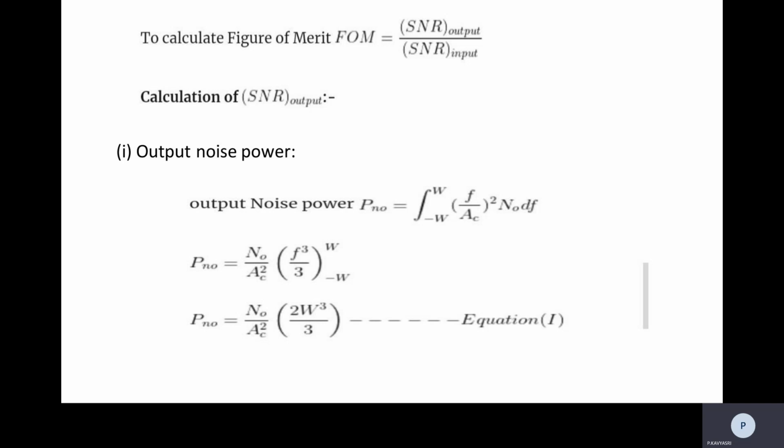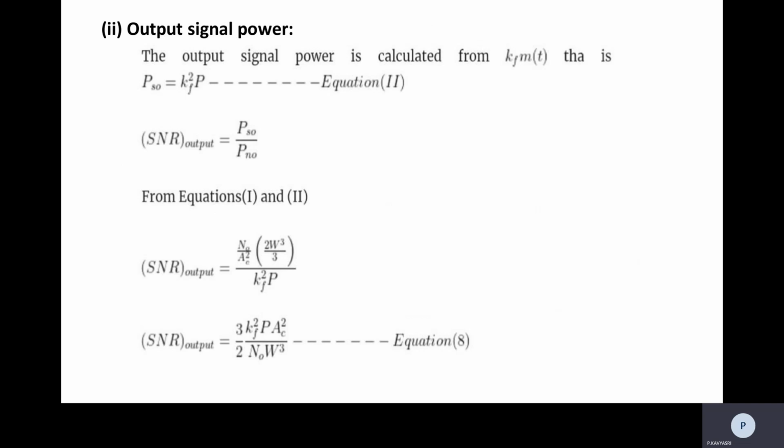First, output noise power P N naught is equal to the integral from minus W to W of f squared by A_C squared into N naught into df. So we can write it as P N naught is equal to N naught by A_C squared into f cubed by 3, from minus W to W. Those are the limits. What happens next? N naught by A_C squared into 2W cubed by 3. That is represented as equation number 1, the output noise power.